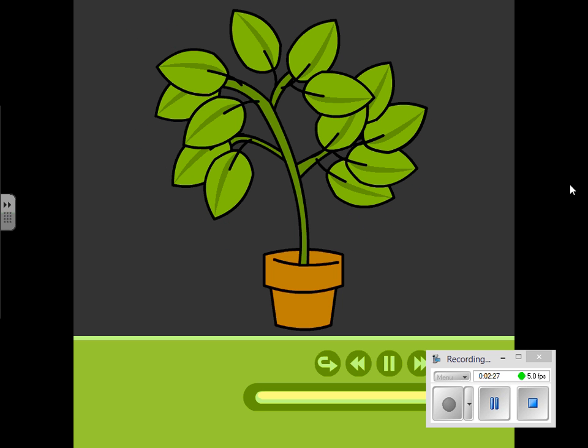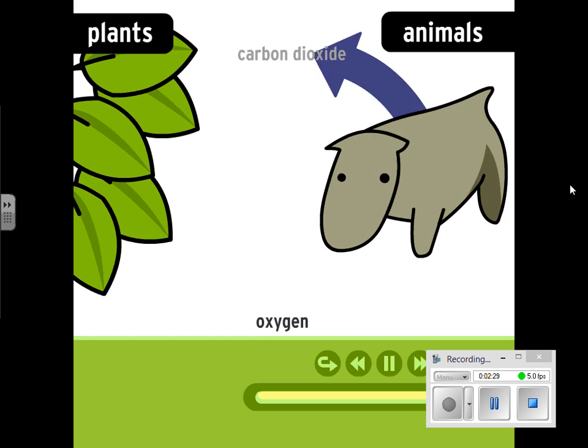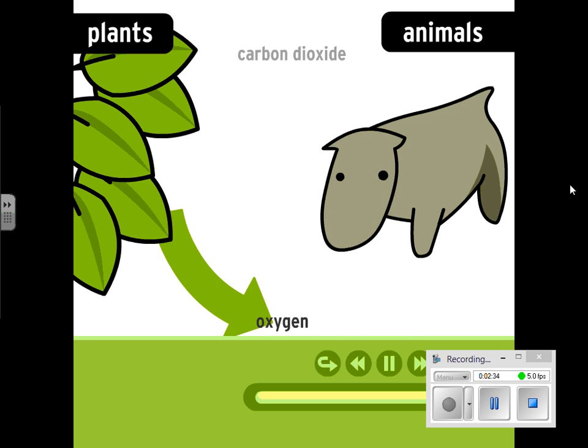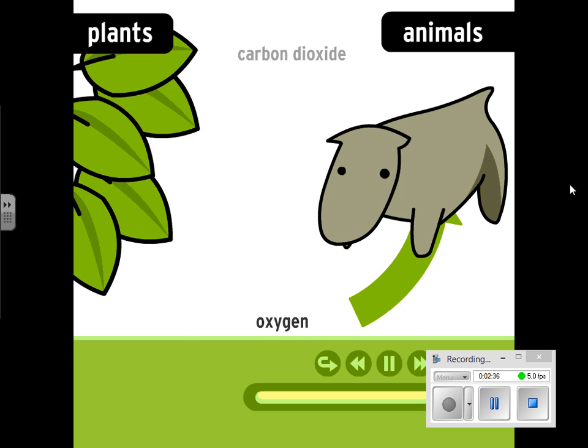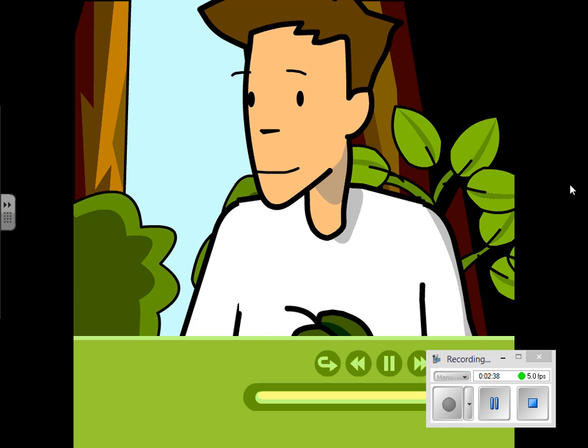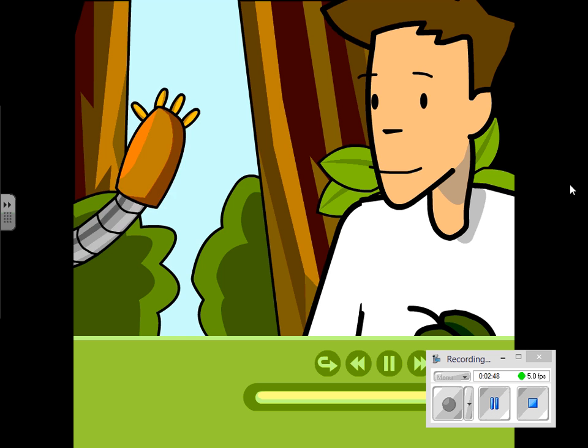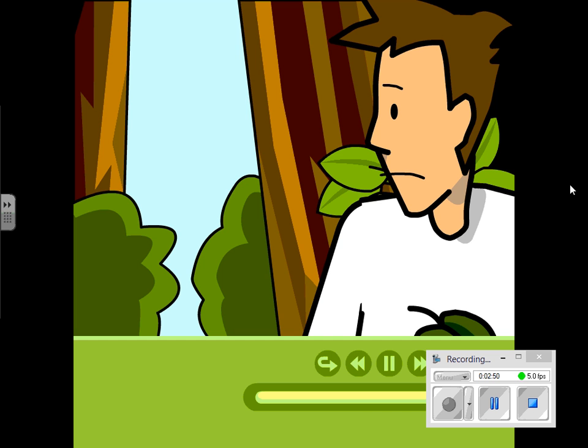That's one reason that plants are so important to us. They absorb our carbon dioxide and leave us with oxygen. We inhale the oxygen and exhale carbon dioxide back into the air. Yeah, I guess you could call it a partnership, except we eat them. Moby, drinking sugar is not going to make you grow. It's just going to make you hyper. Oh boy.